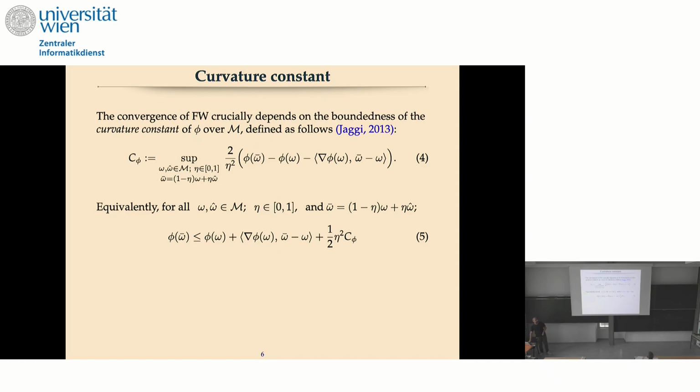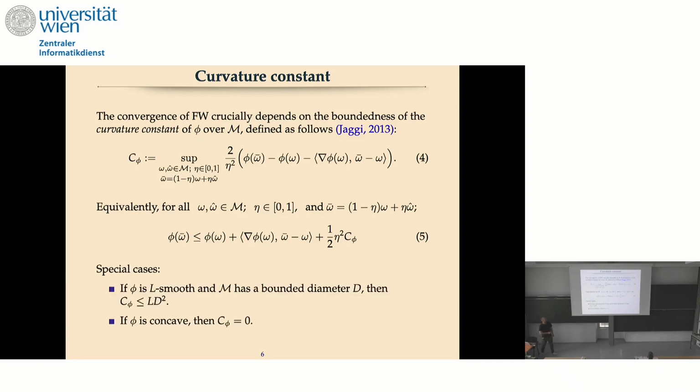So this is, as you can immediately see, very closely related to Lipschitz smoothness, but a bit more general. One special case: if phi is L-smooth and M has a bounded diameter D, then it's very easy to see that this holds with C phi equal to L D squared. But there are some other cases. For example, if phi is concave, then you don't even need the boundedness because you can just replace C phi with 0.